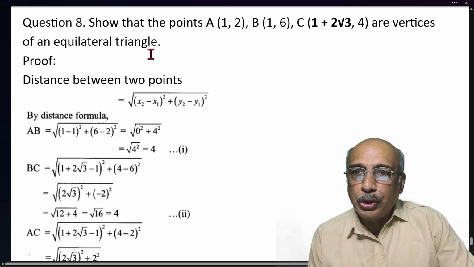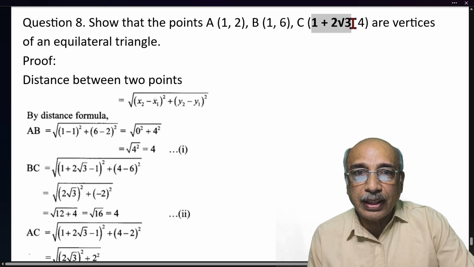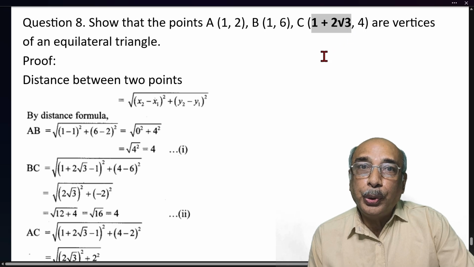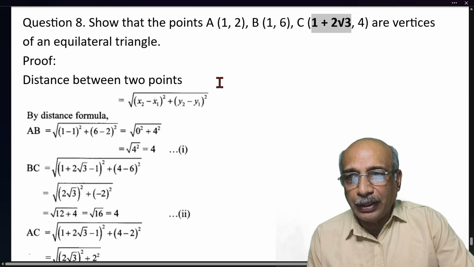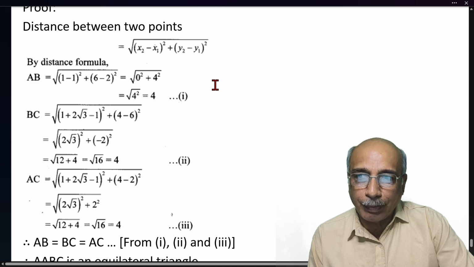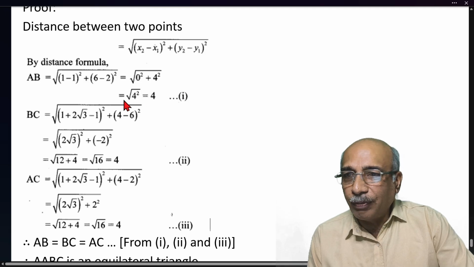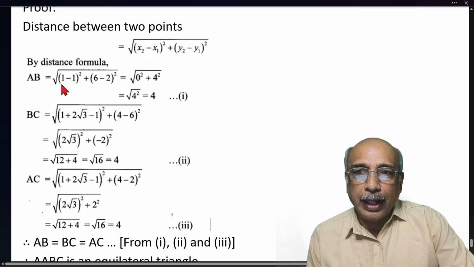Next problem, show that the points A, B, C are the vertices of an equilateral triangle. Here you might have seen that the x coordinate of C is taken as 1 plus 2 root 3. Got it clear? No doubt we will simplify this, but the method remains the same. We have to find the distance between all the three segments, that is AB, BC and AC by distance formula. Substitute for coordinates A and B, you will get distance AB equals 4.